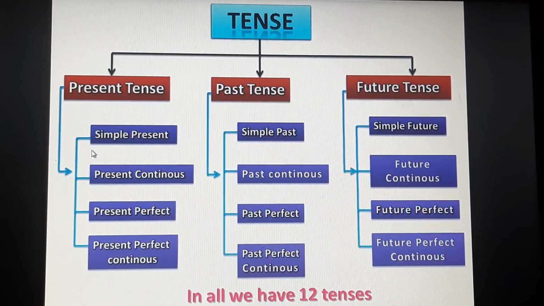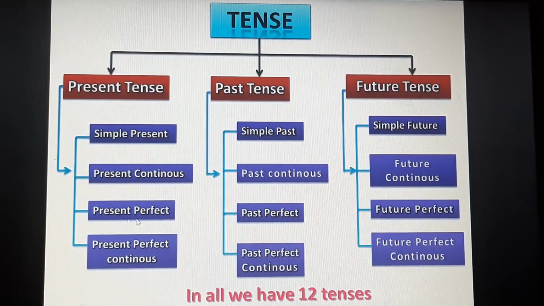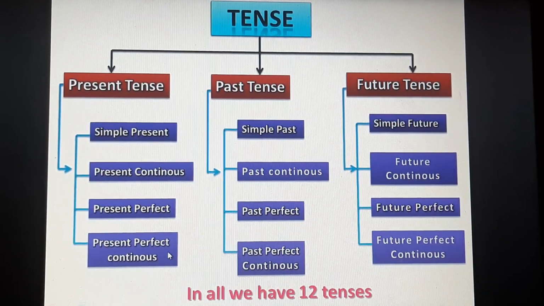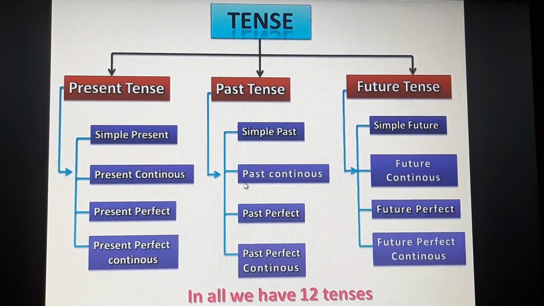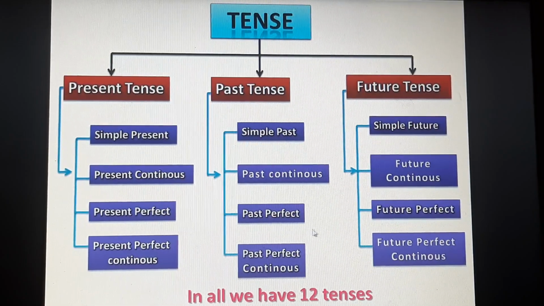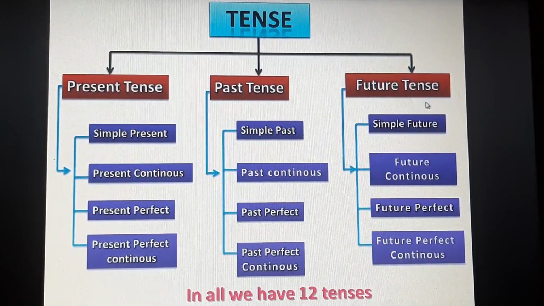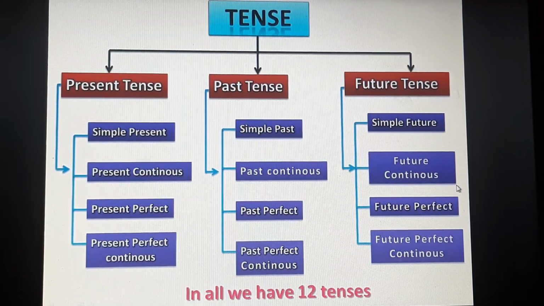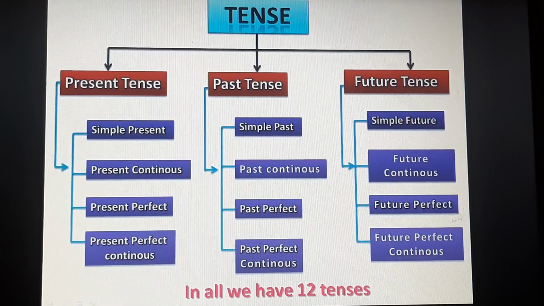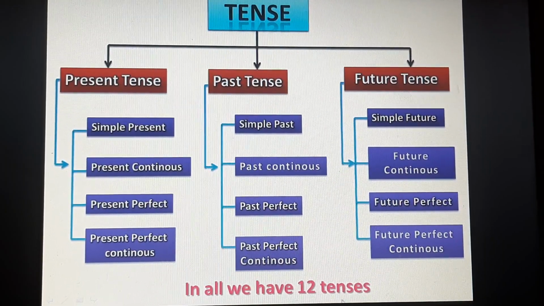In the present tense, we have simple present tense, present continuous tense, present perfect tense, and present perfect continuous tense. In the past tense, we have simple past tense, past continuous tense, past perfect tense, and past perfect continuous tense. In the future tense, we have simple future, future continuous tense, future perfect tense, and future perfect continuous tense. In all, we have 12 tenses.